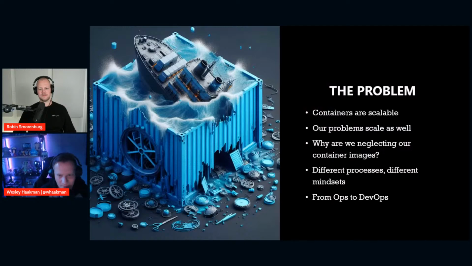And there's the problem, because virtual machines scale less. With containers, one of the added values is extreme scalability. If you look at orchestrators like Kubernetes, we can go from one container to 1,000. But if we don't take care of our container images, we can scale a problem from one container to 1,000. We can make a small problem very big. So our problems are going to scale as well. So why are we neglecting our container images? Why are we not taking care of them? That's down to process and mindset.